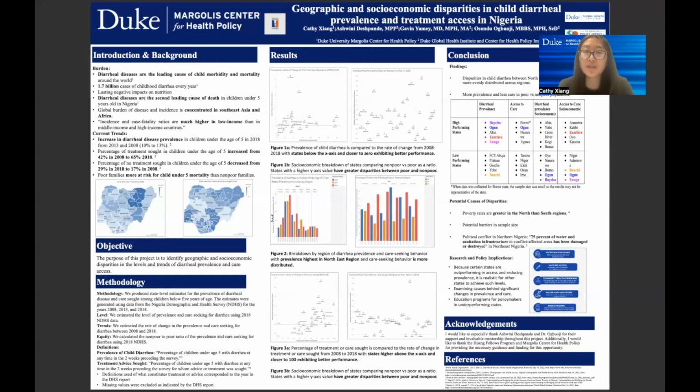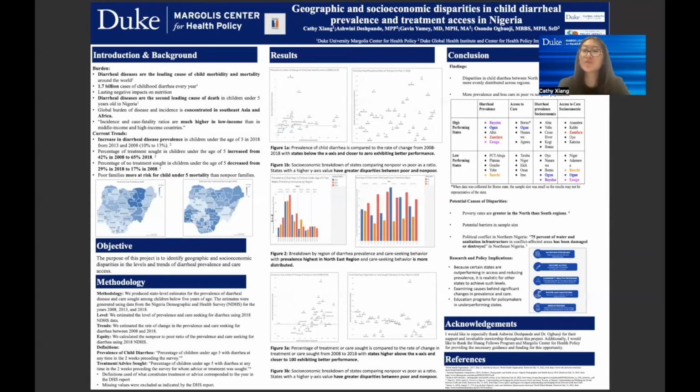Bauchi State, also located in the Northeast, was actually one of the lowest performing states, with high prevalence and also greater disparities between non-poor and poor. Another conclusion to be drawn is that while a state may be performing well in terms of access and prevalence, the performance may not be equitable, as shown in the case of Abia State.